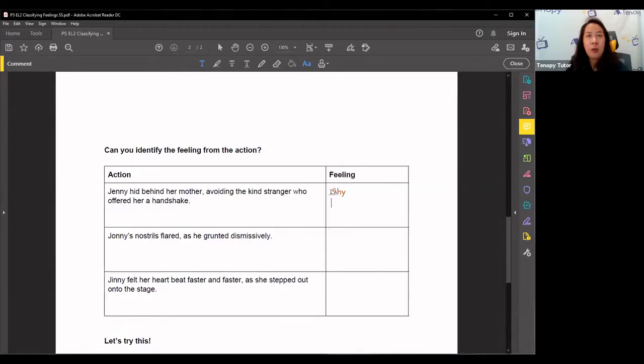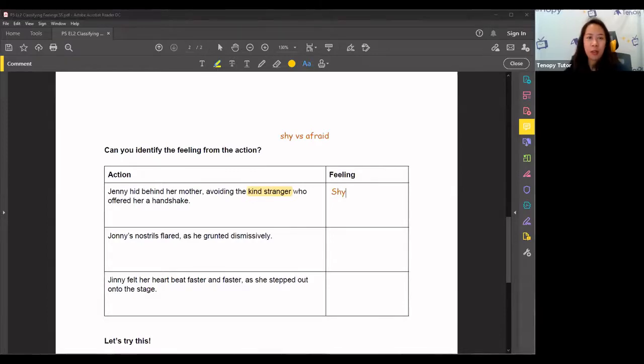Afraid. Now, what is the difference between shy and afraid? Can they be used in the same way? If we're saying this kind stranger, are you afraid of the kind stranger or are you shy of the kind stranger? What is more accurate here? How many of you would accept afraid? Yes or no? Would you accept afraid?